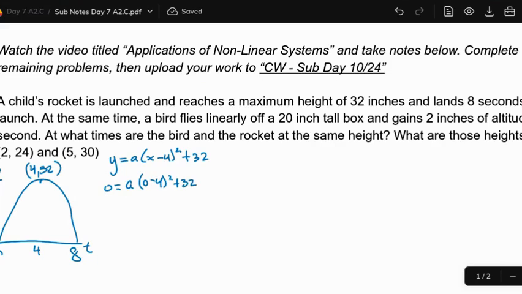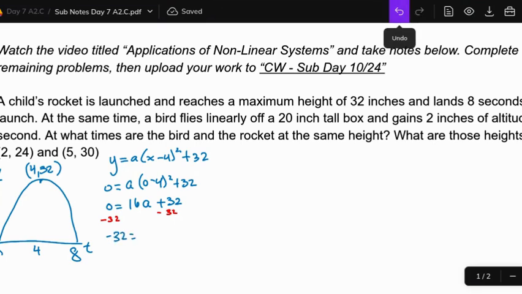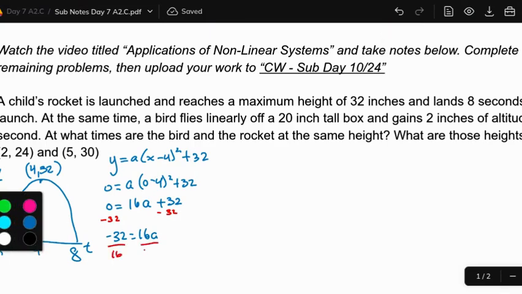And then I can simplify down the 0 minus 4 squared, which is 16. And this is where students commonly make the mistake because they think 16 plus 32 is the next step, but that's 16a plus the 32. So I need to subtract the 32 before I can do any combination with the 16. So this is negative 32 is equal to 16a. So when I divide both sides by 16, I get that a is negative 2.